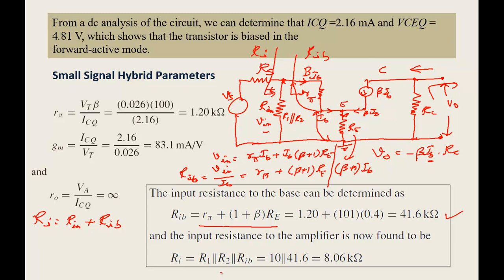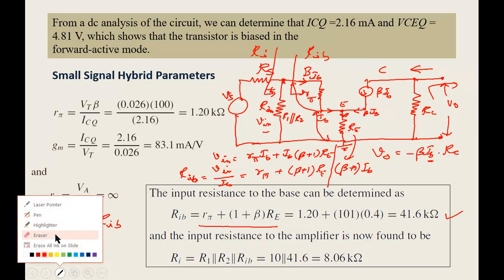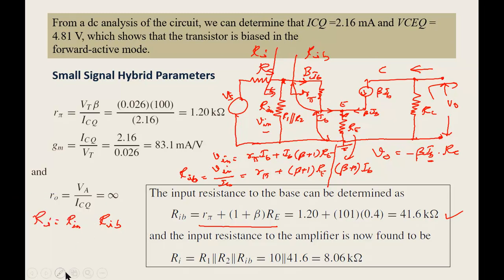Oh, sorry, I made a mistake here. It should not be plus. This is in parallel actually, because both are in parallel. This is parallel with this one, obviously. So R in parallel RIB, that's your Ri. So we have found everything here.